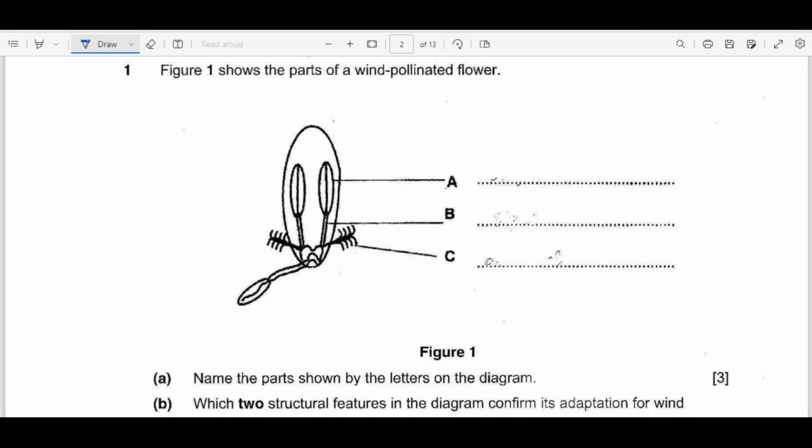Welcome folks. In this video we are going to look at biology paper 2 for the year 2001, and we have question 1 from section A. Figure 1 shows the parts of a wind pollinated flower. Pollination has to do with the transfer of pollen grains from the anthers to the stigma, and after pollination we have the process of fertilization. As long as there is fertilization, then we are looking at sexual reproduction.